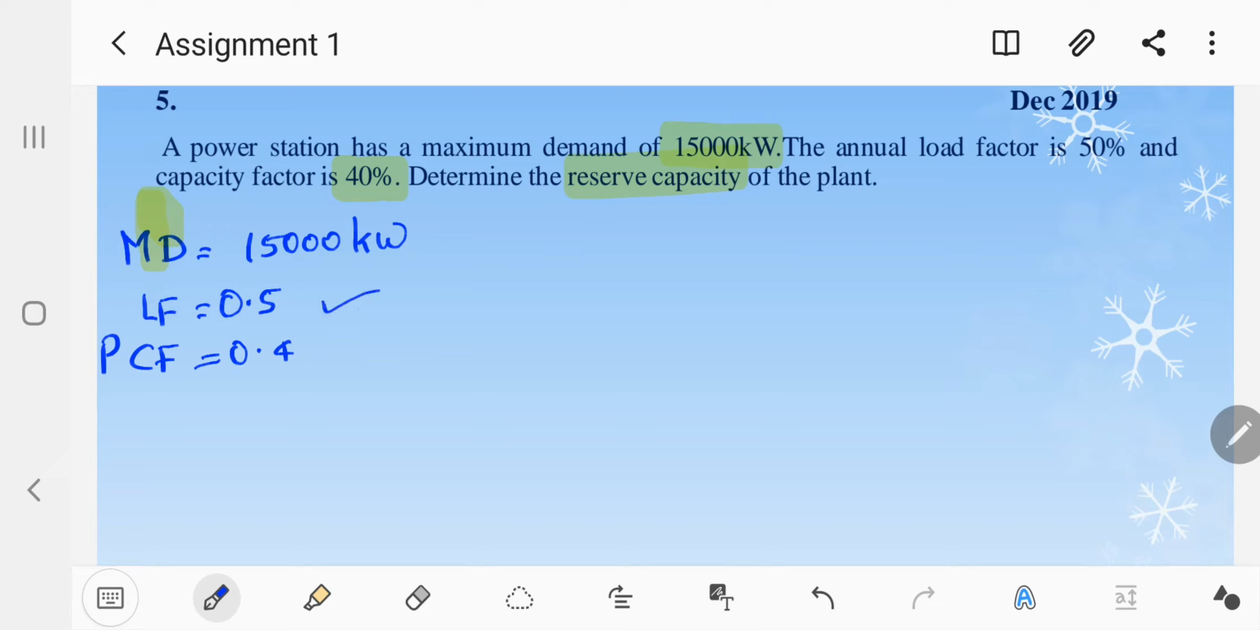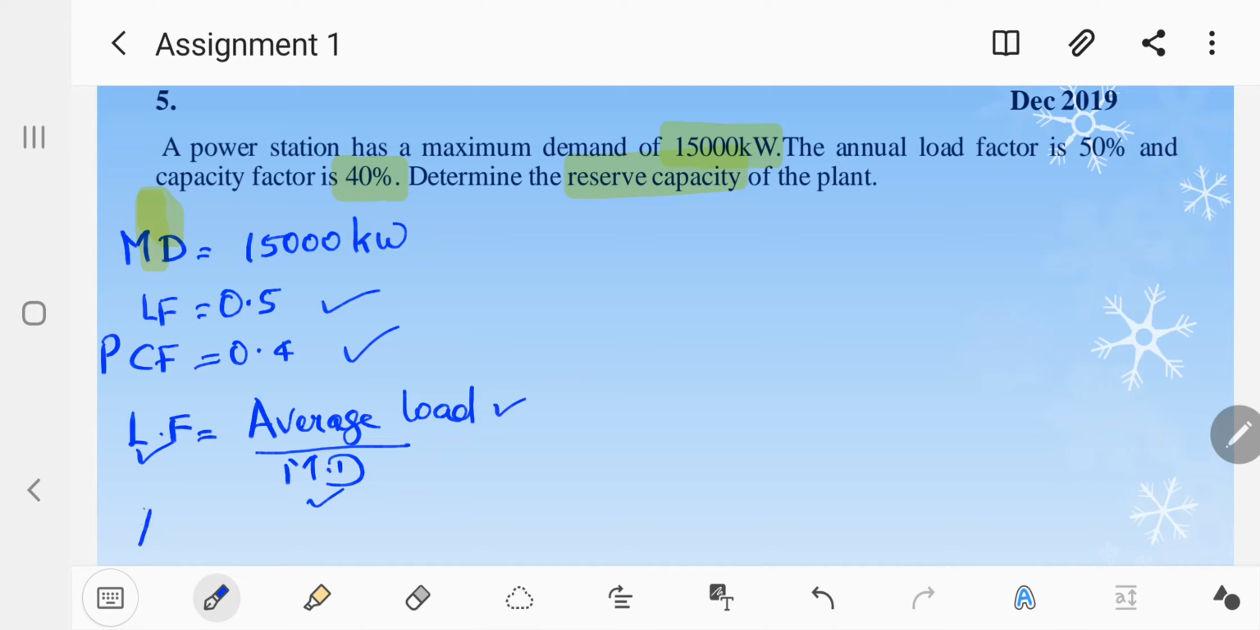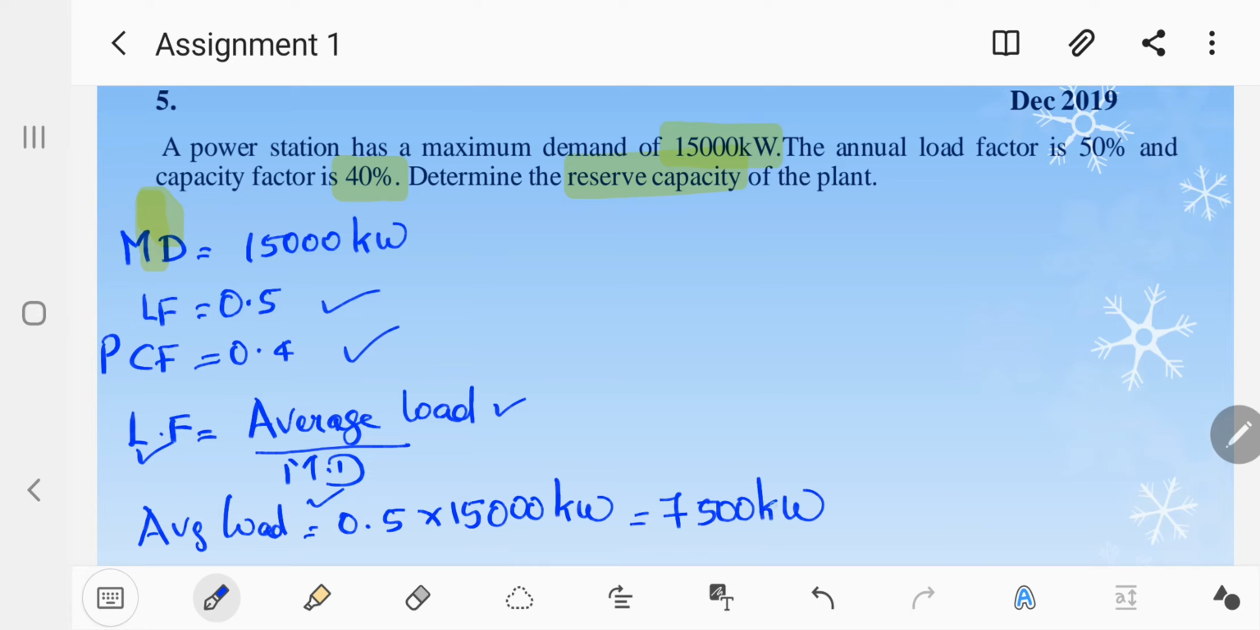So we should be aware of the equations for load factor and capacity factor. What is the equation for annual load factor? Annual average load divided by maximum demand. Since you know the load factor and the maximum demand, you can easily find the average load. Average load is equal to the multiplication of maximum demand and load factor, which means 0.5 into 15,000 kilowatt. Your answer will be 7,500 kilowatt. This is the average load.